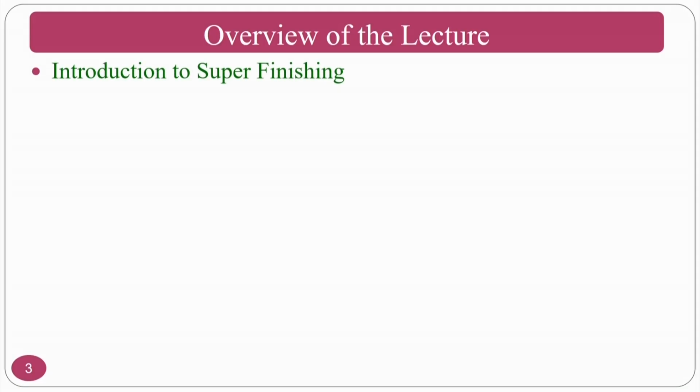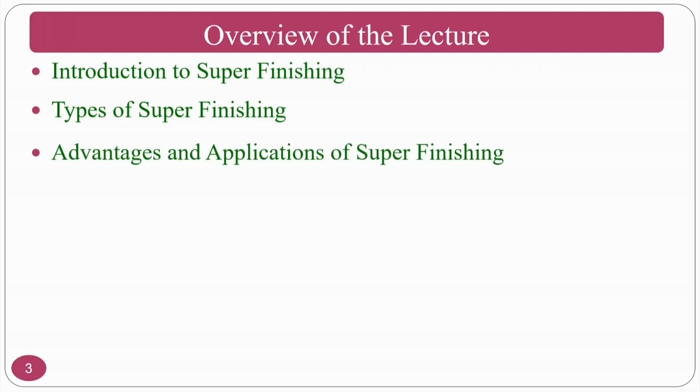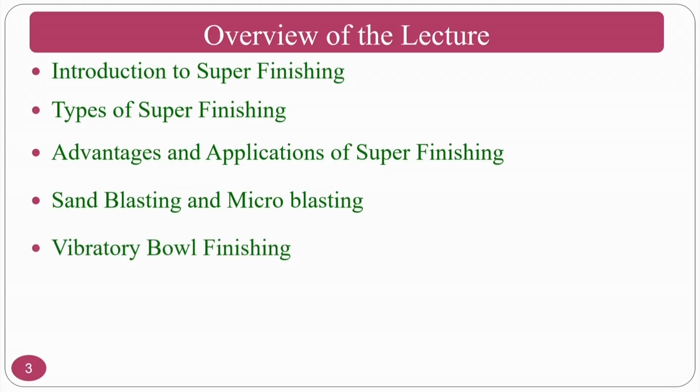So now we are studying conventional abrasive processes, wherein we have completed grinding, honing and lapping. Now we are proceeding towards the super finishing process. The overview of the lecture: normally we start with the introduction to super finishing, then the types of super finishing processes, advantages and applications of super finishing. Then we move to sandblasting and microblasting, vibratory bowl finishing, tumbling and the summary. Other processes, like pitch polishing and other things, we will also see.